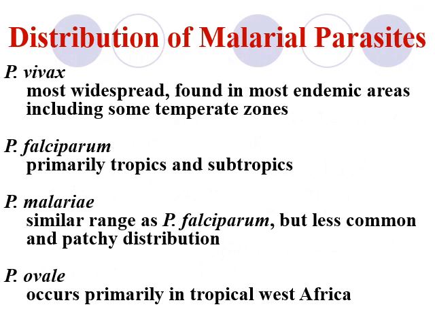Distribution of malaria parasites. Plasmodium vivax is the most widespread, found in most endemic areas including some temperate zones. We said in the previous lecture that it tolerates lower temperature more. Plasmodium falciparum is primarily in tropics and subtropics. Plasmodium malariae has a similar range as Plasmodium falciparum, but is less common with patchy distribution. Plasmodium ovale occurs primarily in tropical West Africa.